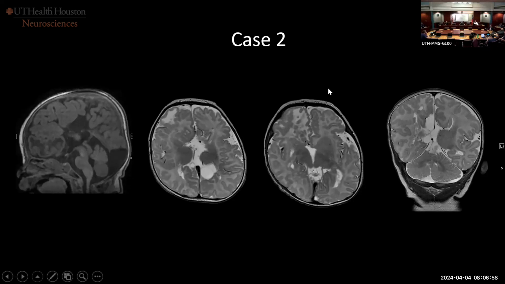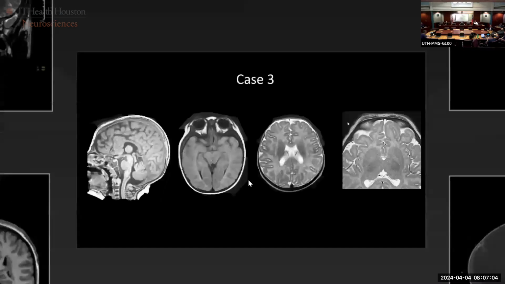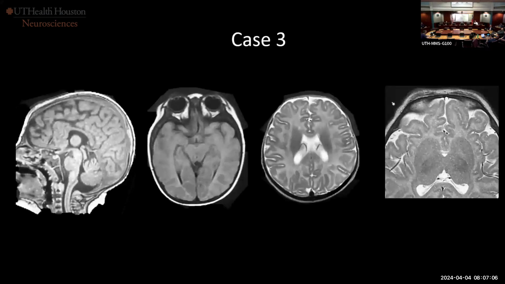You're going to see that a lot of these cases have more than one finding. Case 3. Just in case you were wondering why you have the frontal lobe there, take a look at these vessels. These are going to be important for the diagnosis.